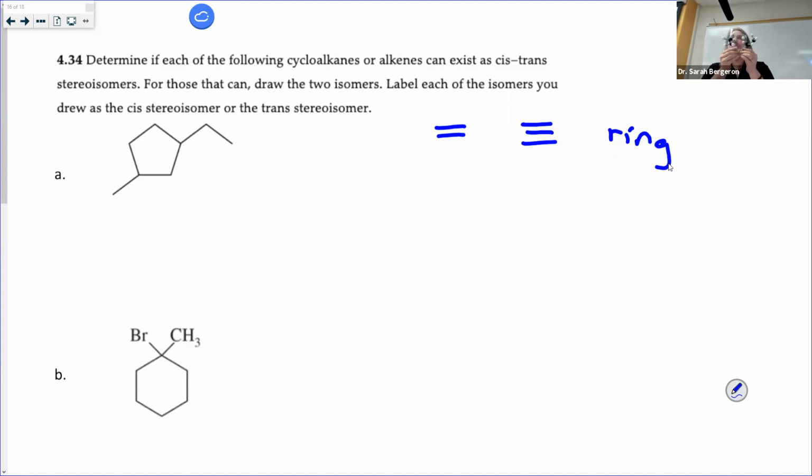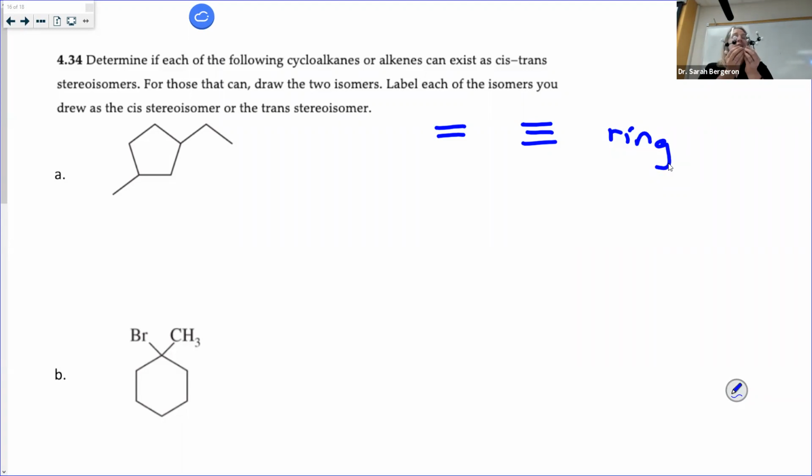When we talk about if something is cis or trans, the thing with a double bond, a triple bond, or a ring is that I can't rotate about the bond. I can do it if I have a single bond. Do you see how I can rotate that? It can go any which way it wants. Any single bond can do that. But a double bond, I can't. And it's not just physically like this, it actually is chemically like that. You can't actually rotate about a double bond, a triple bond, or a ring.